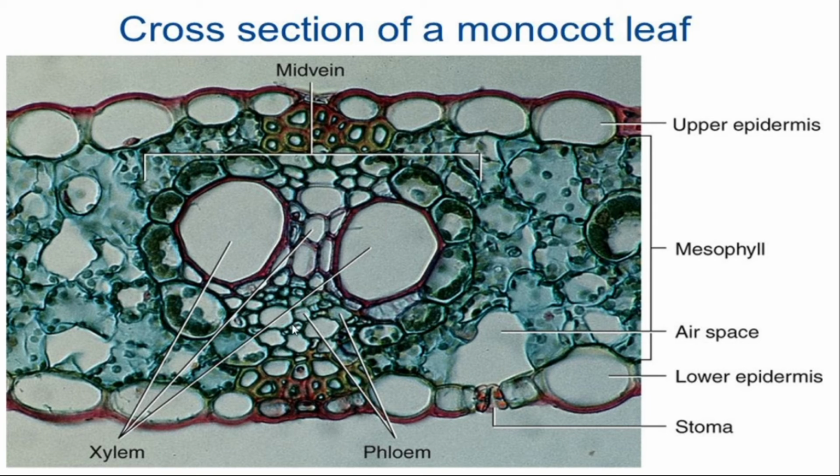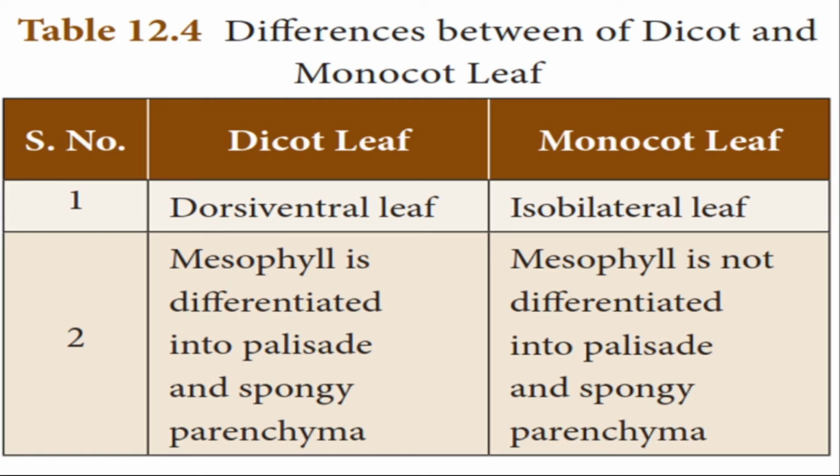A good number of stomata are present, air spaces are present, and these regions we call the mesophyll. This we call xylem, and this is called phloem. So this is the structure. When you take the transverse section of the monocot leaf under the microscope, we are able to identify this structure. What is the difference between the dicot leaf and a monocot leaf?